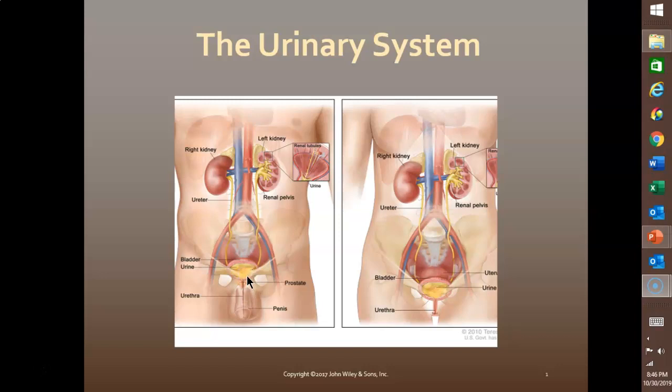So in the male, the urethra exits the bladder, runs through the prostate gland, through the shaft of the penis, through the glans penis, and to the external urethral orifice, the opening. In the female, the urinary bladder is also going to be drained by the urethra, but it's a very much shorter tubular structure that opens anterior to the vaginal canal.